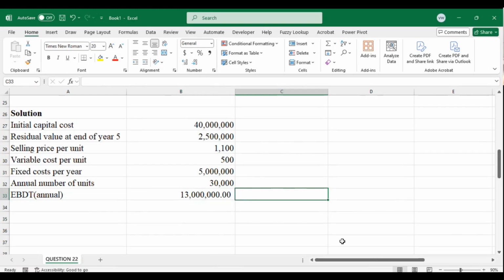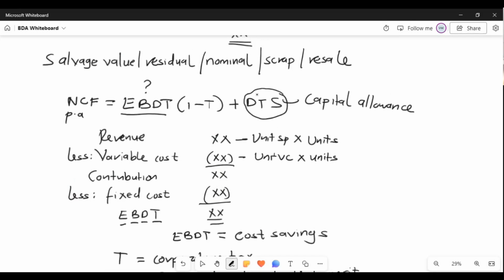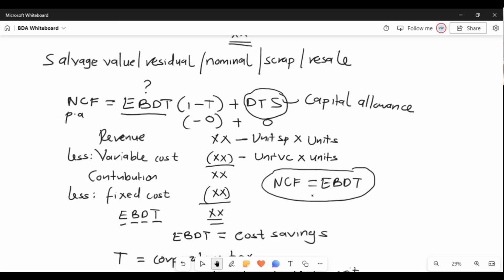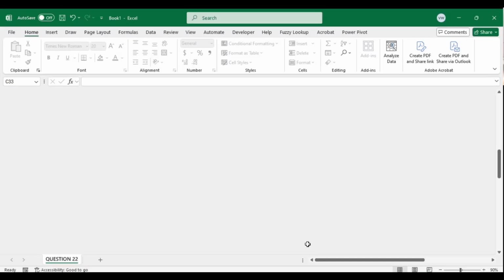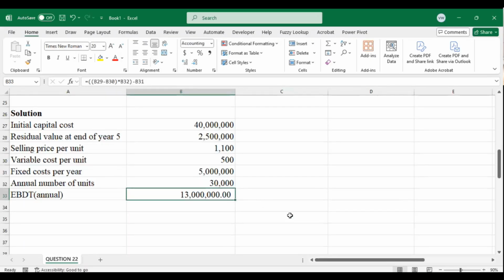Let me go back to our whiteboard and make that clear. If I chose to assume that there are no taxes and there are no DTS, then this will imply that the net cash flow will be equal to the earnings before depreciation and tax. That is, if there are no taxes, then we don't expect to have DTS, and that is why we are saying this will be the final position. So if that was the case, then automatically our 13 million will be the net cash flow.